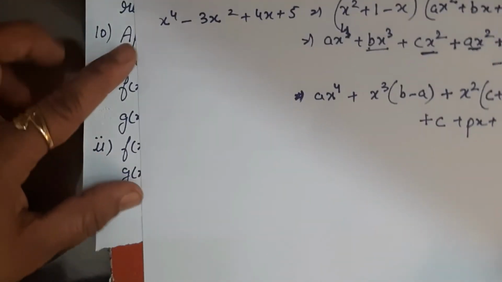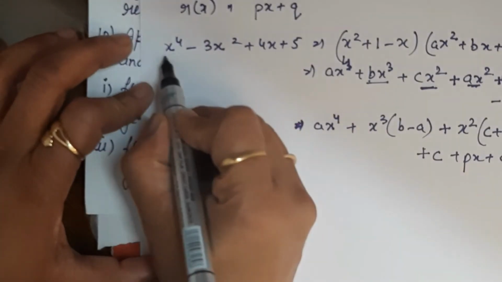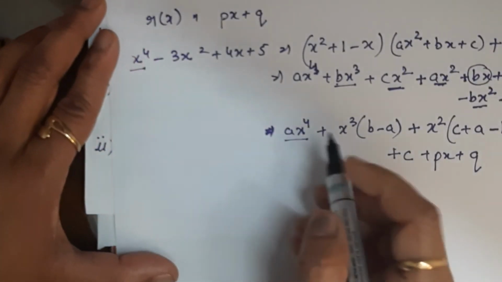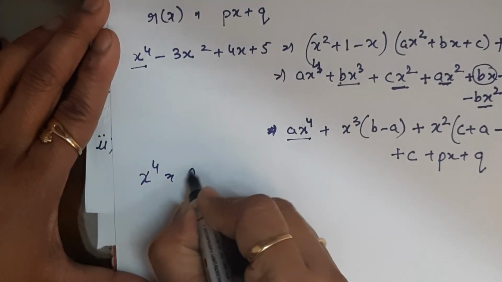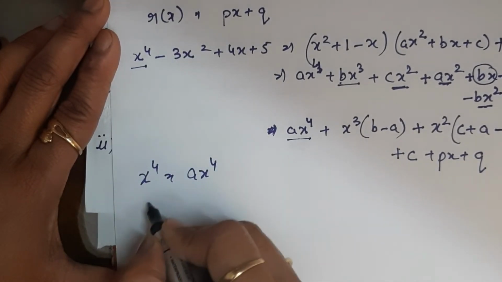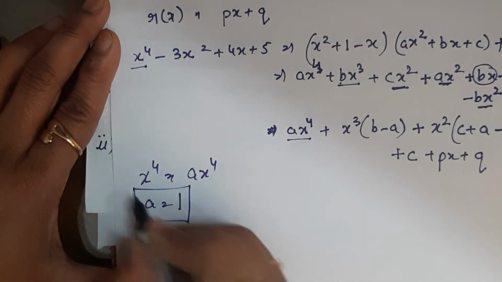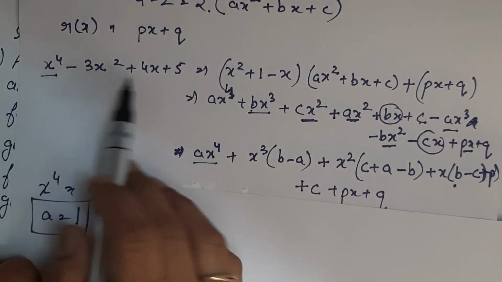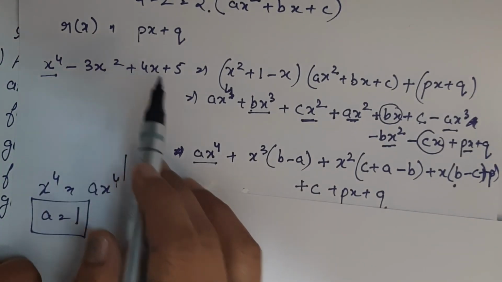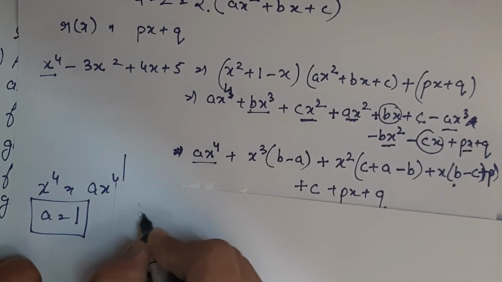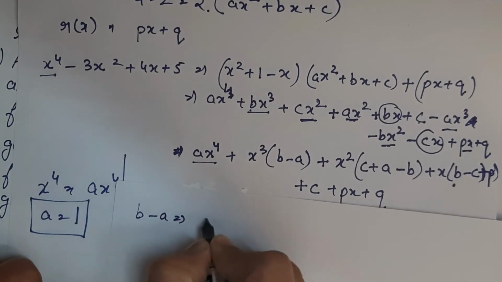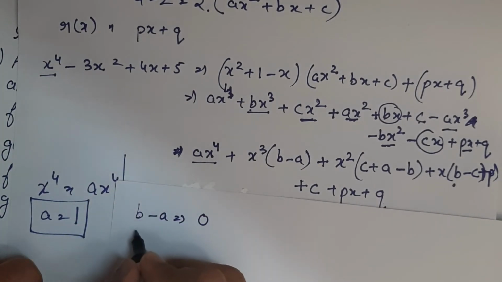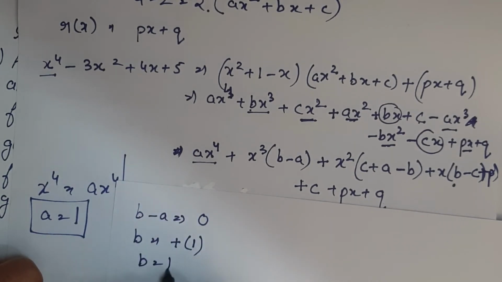Now compare the powers of x. For x power 4, ax^4, so x power 4 equals ax power 4, cancel out, a is equal to 1. Now for the second equation, it is x cube, b minus a. In this equation, no x cube is given to us. It means x cube is 0. So b minus a is equal to 0. So a is 1, instead of a I can write 1. So b is equal to 1.